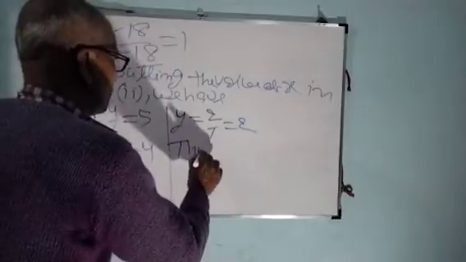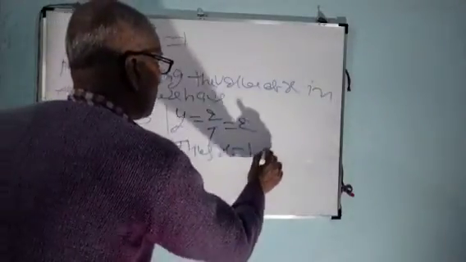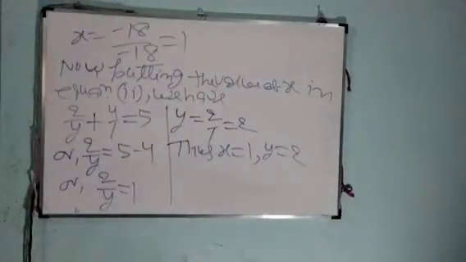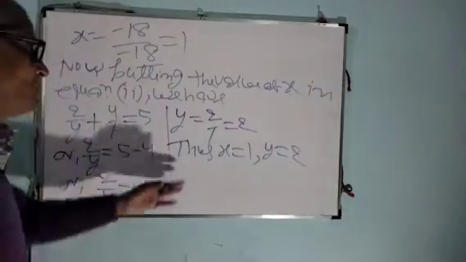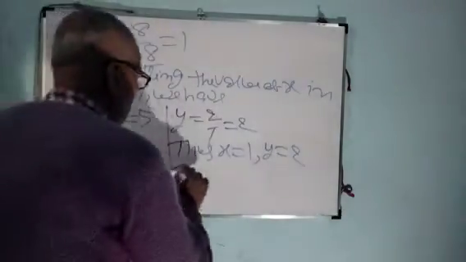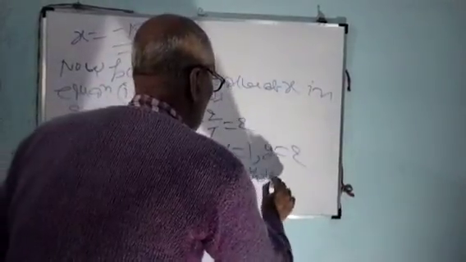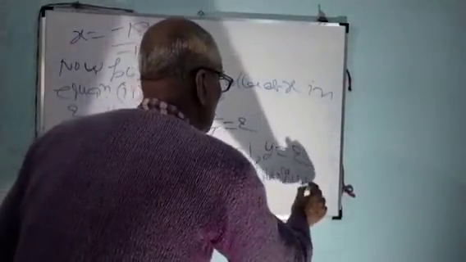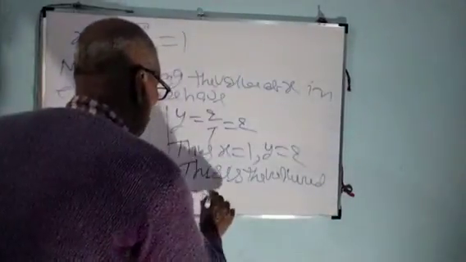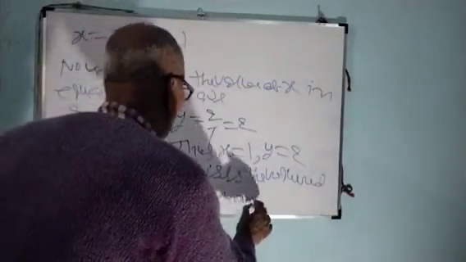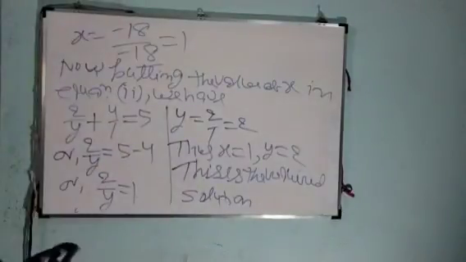Thus, x equal to 1, y equal to 2. This is the required solution. I write it here, but it need not be written in the examination because this is a short answer question. You should write only this in the exam. This is the required solution. Note it in your notebook, then I will write the next question.